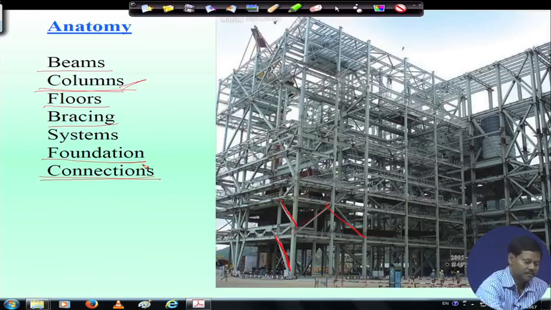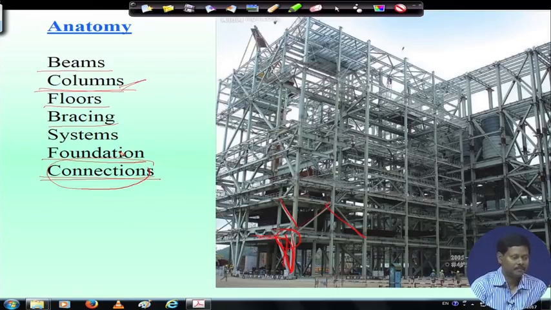So, join means basically joining of beam and column. When you are going to join, you have to join either by the use of bolt, rivet or weld connection. So, in fact, when I am going to teach this subject, first I will discuss the connection, because if we know connection, then we can go to the further things.